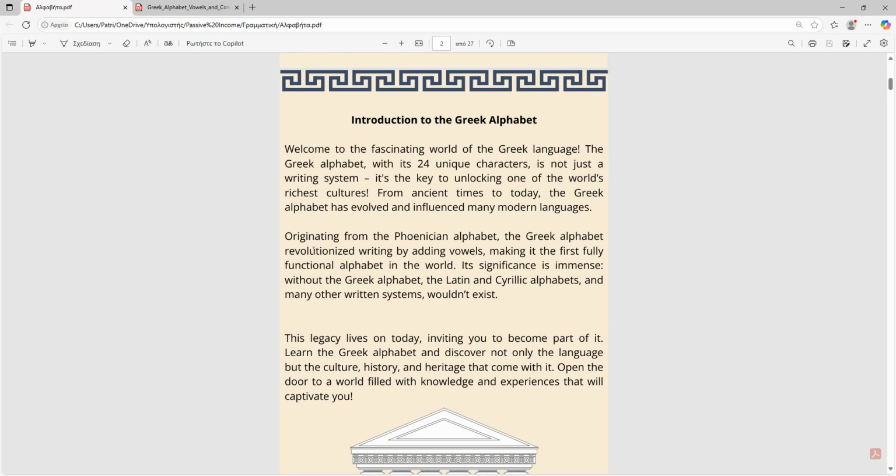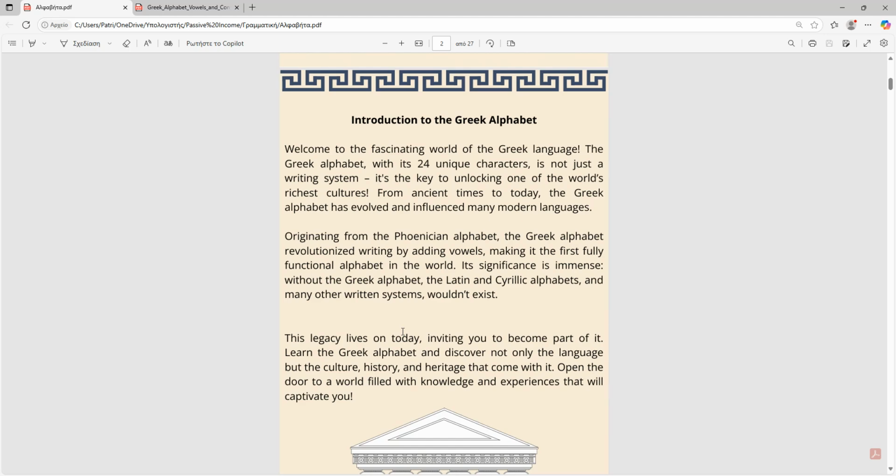The people who were using it were in an area near modern Lebanon. They used their script for trade and commerce. So the Greeks saw the opportunity, took the consonants and put in the vowels, but they made a lot of changes, as we're going to see in a few minutes.